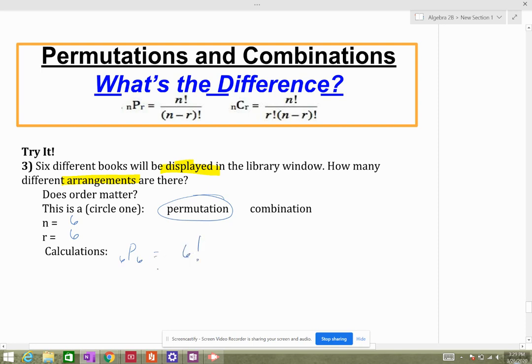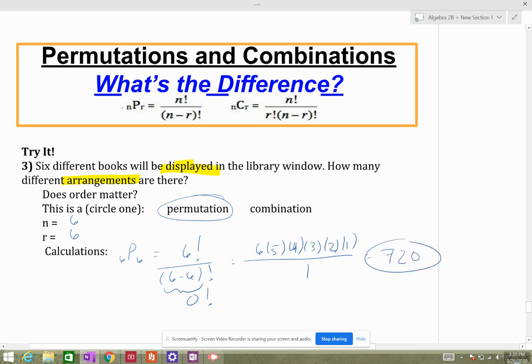That's going to be 6 factorial over 6 minus 6 factorial. So I get 6 times 5 times 4 times 3 times 2 times 1 over 6 minus 6. Remember, this is 0 factorial, which is just 1. So that's going to give me 720 different ways you can display 6 books in a library window.